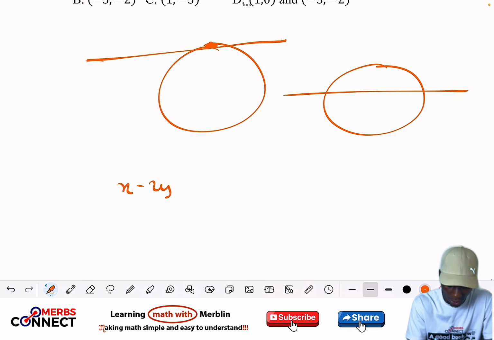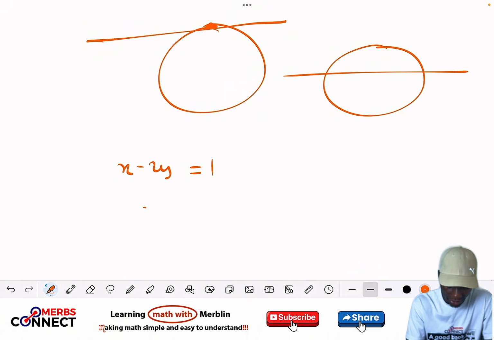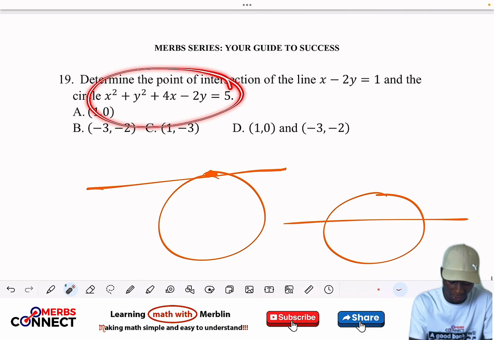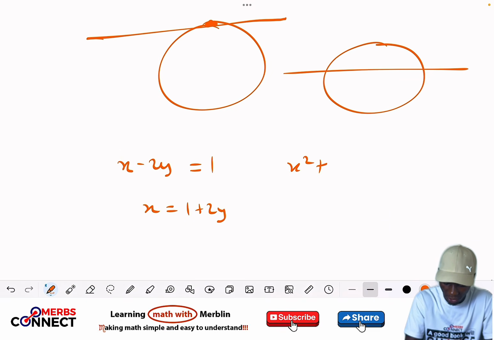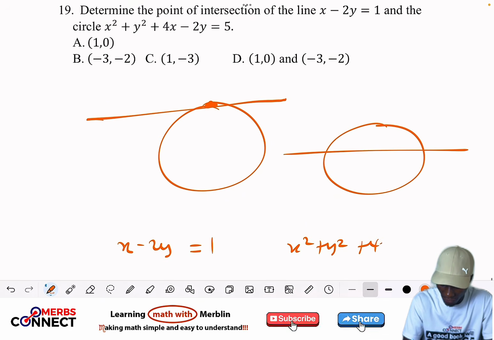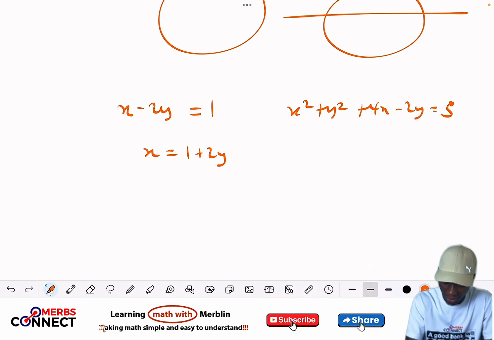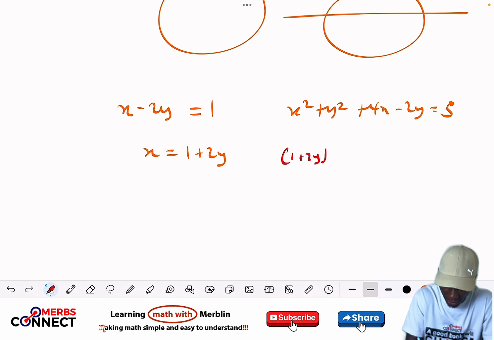So we have x minus 2y equal to 1. Make x the subject and have 1 plus 2y. We are going to plug this into the equation of the circle given. They've given us x squared plus y squared plus 4x minus 2y is equal to 5. Let's do that. The strategy I'm going to use here is, as soon as I get 2 points for y, then the answer is going to be D, because there's no way the answer will be A or B. But as soon as I get one answer, then I need to find x and choose from there.